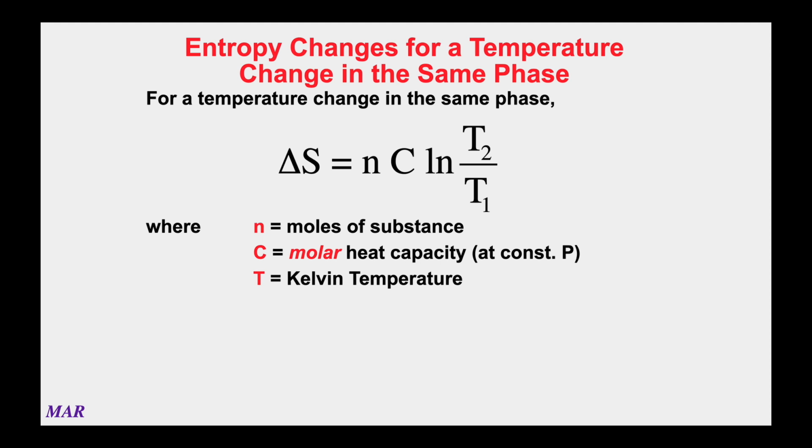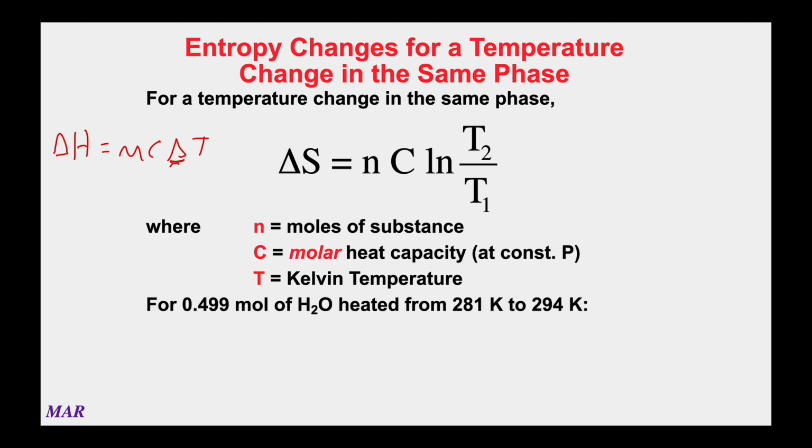Now again, this is equivalent in enthalpy. In enthalpy, delta H, or Q, was MC delta T. This is the equivalent expression for entropy. So if you had a temperature change and you needed to figure out the entropy of it, you'd use NC natural log T2 over T1. Here's just an example. If you want to go through this on your own, you can, or you can just take my word for it. Either way is fine. Let's say you had 0.499 moles of water and you heated it from 281 to 294 Kelvin, and you wanted to find the entropy change for it.